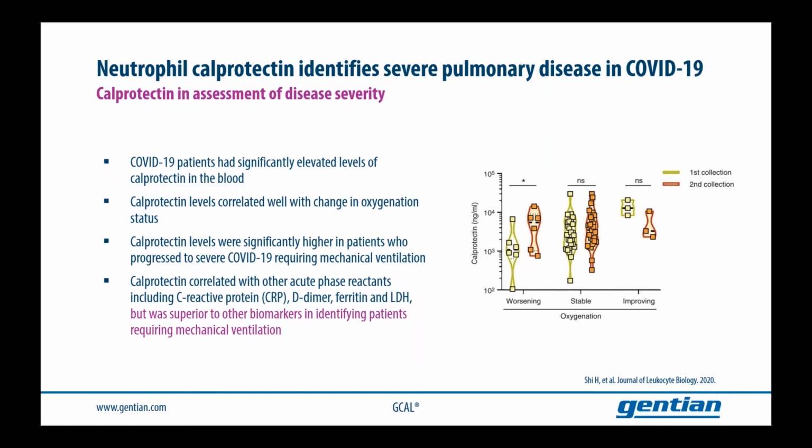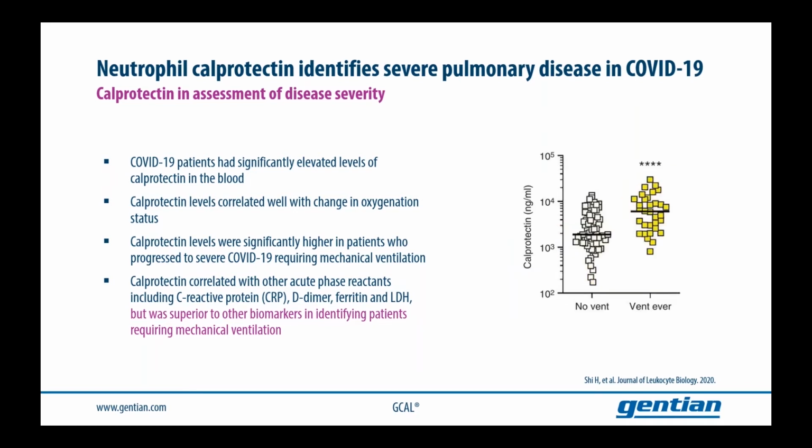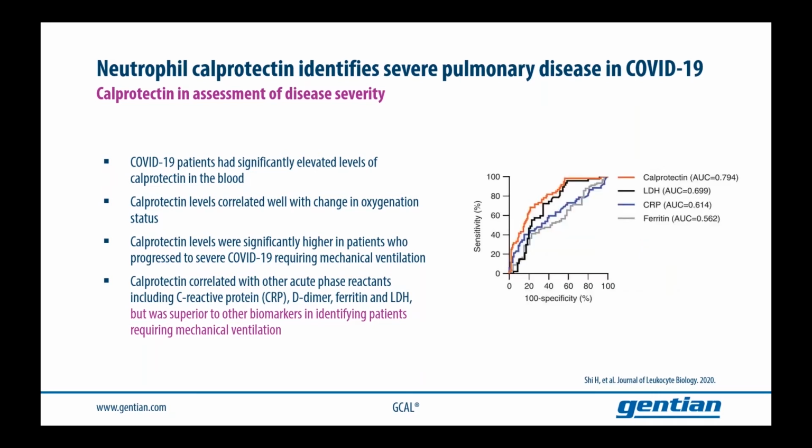Calprotectin levels were also significantly higher in patients who progressed to severe COVID-19 and required mechanical ventilation. Calprotectin also correlated with other acute phase reactants, including C-reactive protein, D-dimer, ferritin, and LDH, but was superior to other biomarkers in identifying patients requiring mechanical ventilation.